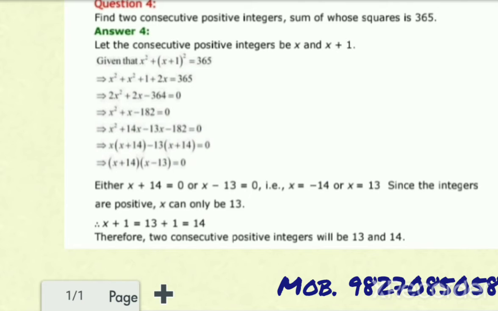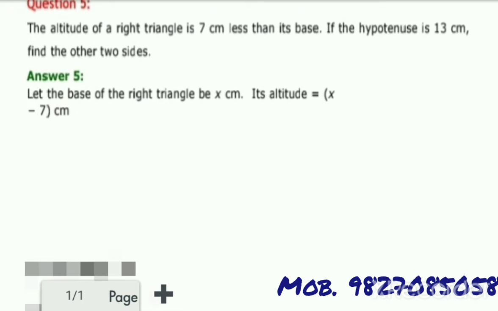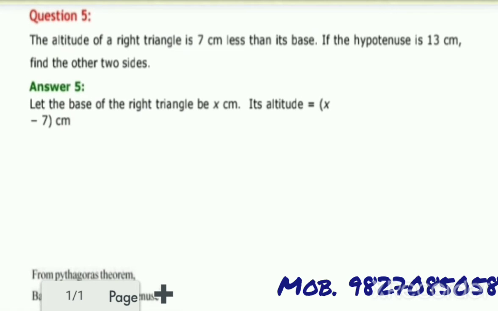Now question number 5. The altitude of a right angle triangle is 7 centimeters less than its base. The hypotenuse is 13 centimeters. Find the other two sides.